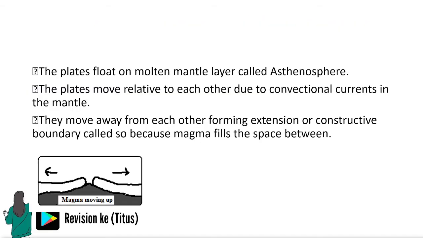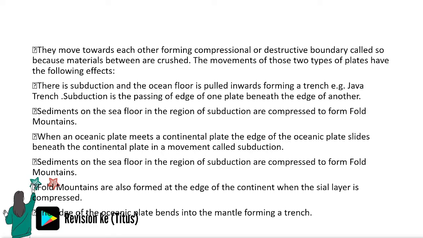And so they say the plates float on a molten mantle layer called the asthenosphere. The plates move relative to each other due to convection occurrence in the mantle. They move away from each other, forming an extension or constructive boundary, called so because magma fills the space between. They move towards each other, forming a compression or destructive boundary, called so because materials between are crushed. The movements of those two types of plates have the following effects.